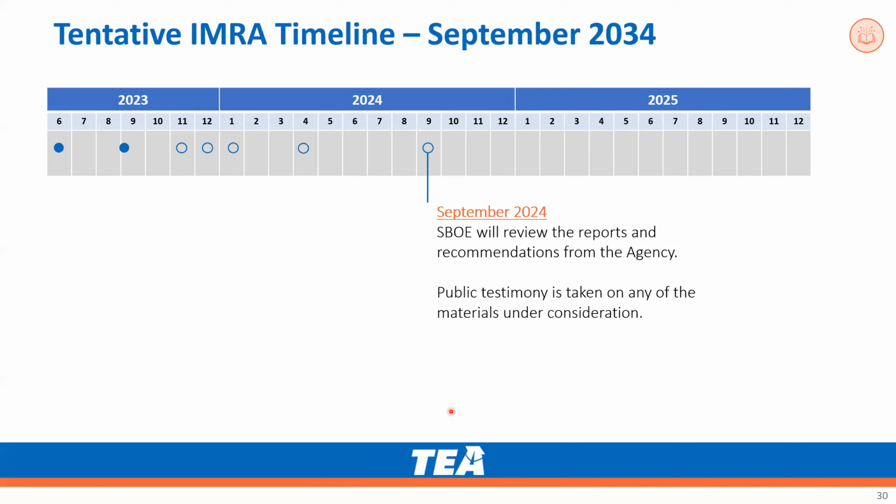Following that review, House Bill 1605 requires the agency and the commissioner to turn over what they found in the review and to make a recommendation to the State Board of Education about whether or not it should approve these materials. The board will review those reports in September of 2024, and that's the chance for more public testimony to be taken on any of the materials under consideration.